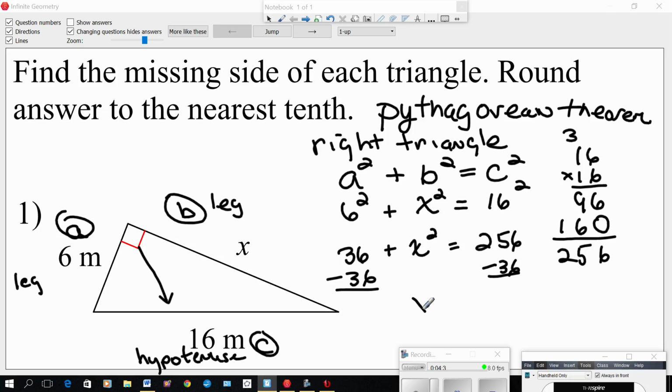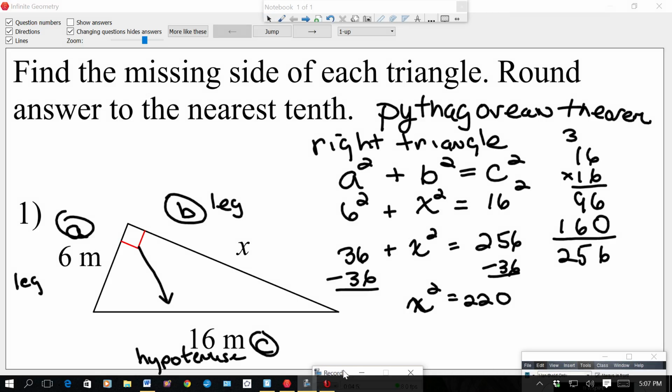The result is x squared will equal 256 minus 36. 6 minus 6 is 0. 5 minus 3 is 2. And we have 2 left over. So 220. Now we would like to get x by itself, just x, not x squared.